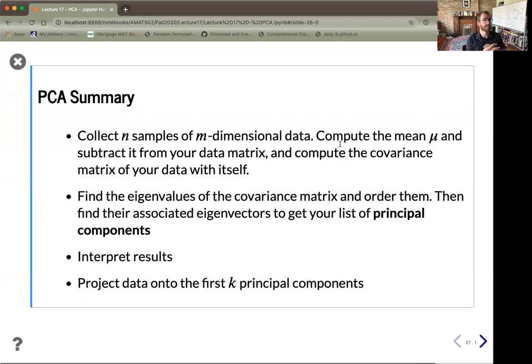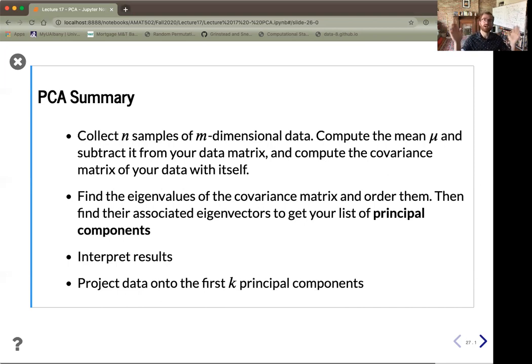All right, so as a high-level overview, we're collecting, sorry, this should be transposed. This should be M samples of n-dimensional data. My apologies. Compute the mean, mu, and subtract it from your data matrix, and then compute the covariance. Once you apply the spectral theorem, we have our list of eigenvectors and eigenvalues. The eigenvector that corresponds to the largest eigenvalue explains the most variation in our data. And so one thing we can do to reduce the dimensionality of our data is to project onto the first k principal components.